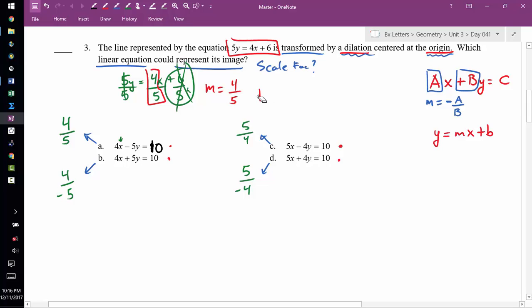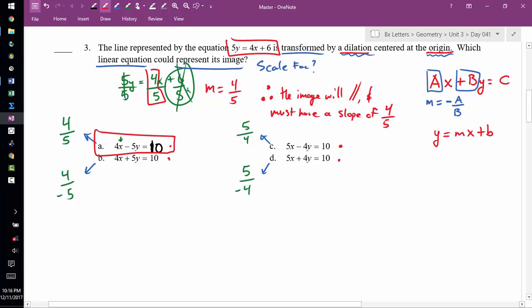So therefore, the image will be parallel and must have a slope of 4/5. So this first answer choice would be the only one that satisfies it. It's the only one that has a positive slope of 4/5.